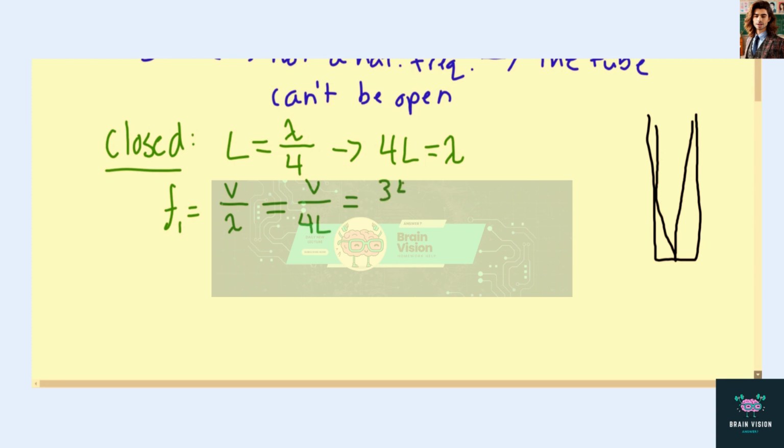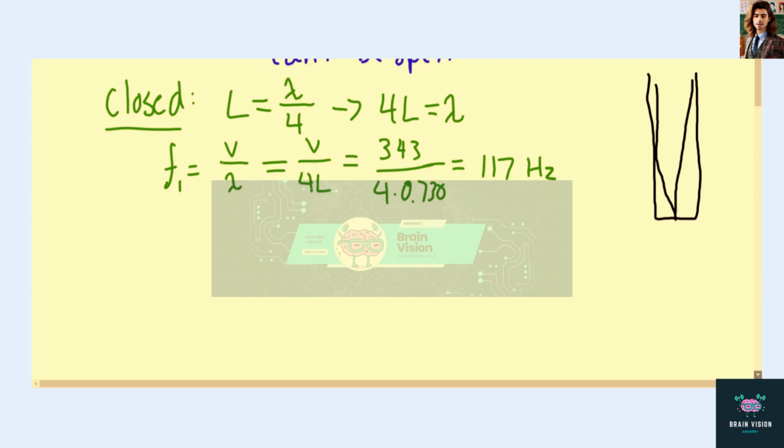So the fundamental frequency is 343 divided by 4 times 0.730. And you calculate that, and then your fundamental frequency for this tube, if it's closed at one end, is 117 hertz. So this doesn't really tell us anything immediately, because this is not either of the frequencies that we're looking for. But now we can start looking for the upper harmonics to see if 235 or 587 are upper harmonics.